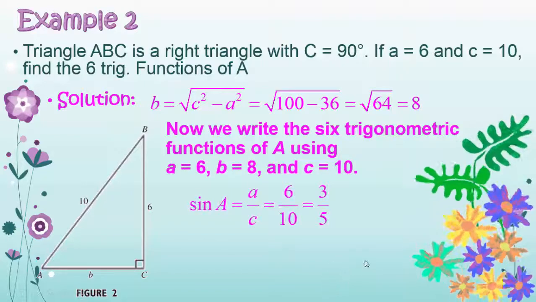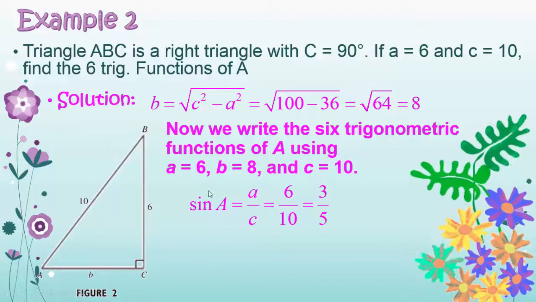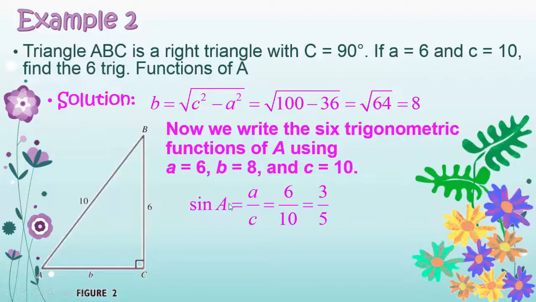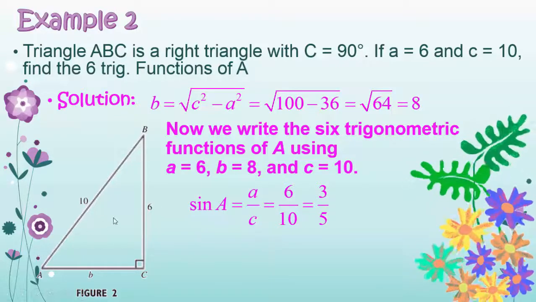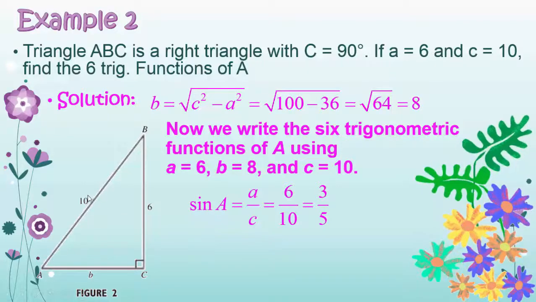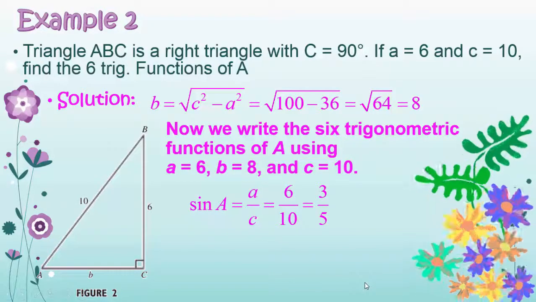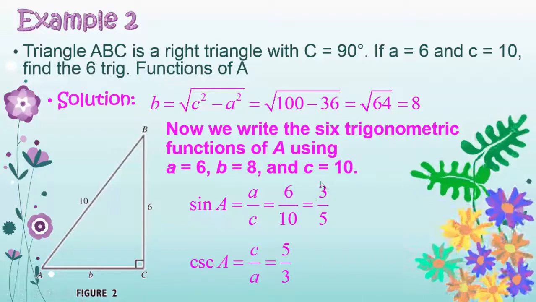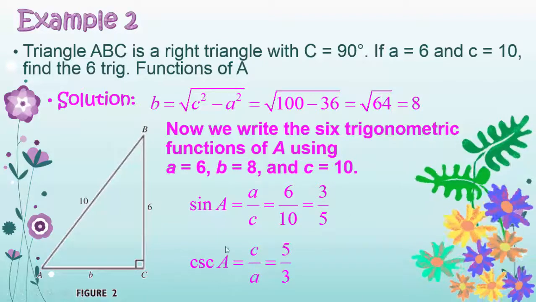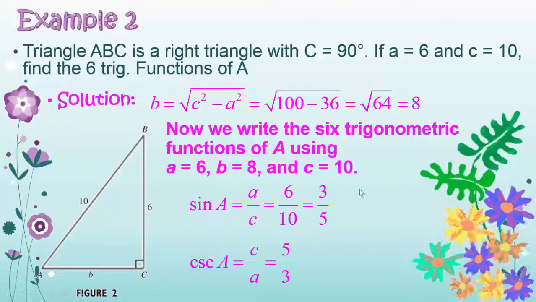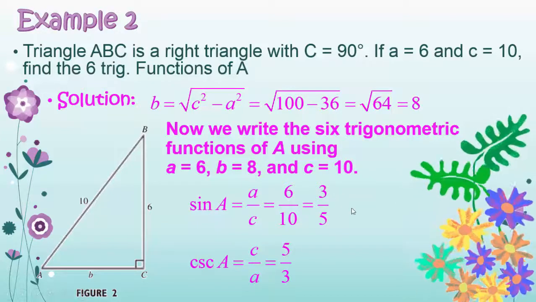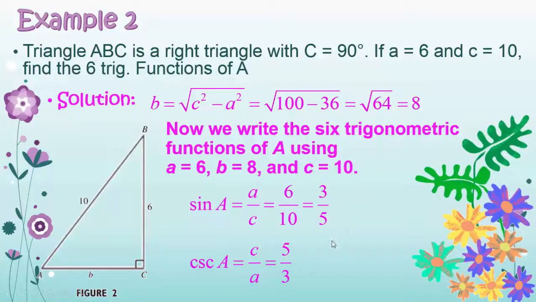I'll do the first one completely, where I have the sine of A, and as we said, the sine of A is opposite over hypotenuse, so that's 6 over 10, and then I'll reduce it to 3 over 5 just for the heck of it. And then its inverse is cosecant A, and all we have to do is just turn this upside down.